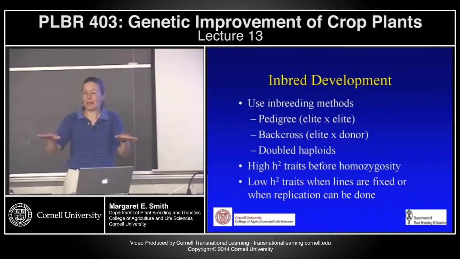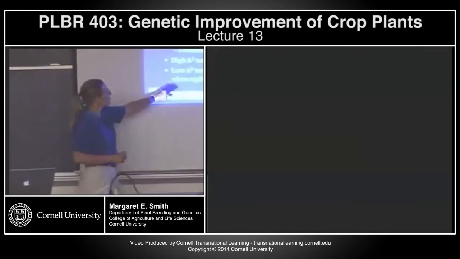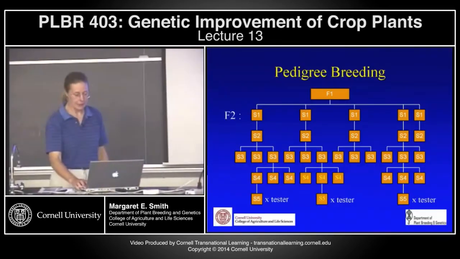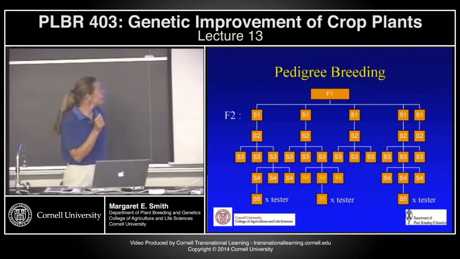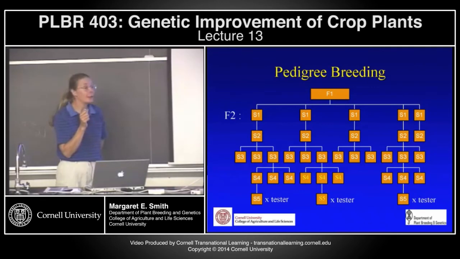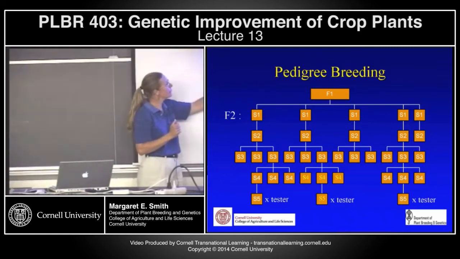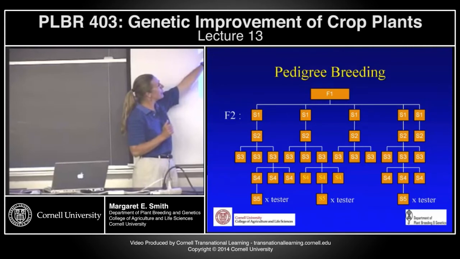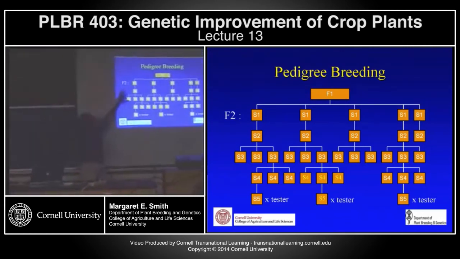You now have fixed lines, so whatever they have is what they have. Or you can do it earlier in the process if you can figure out a way to replicate. Okay? So that's the challenge with inbred development. The most typical approach we use in the world of corn breeding is pedigree breeding, crossing elite by elite lines and looking for things which are better. This is the general nature of a pedigree process. You create an F1, you self it to generate what I call S1 families. This would be the F2 generation or S1 plants.